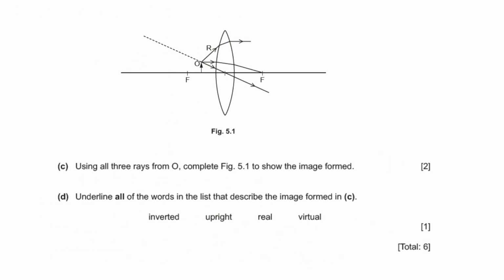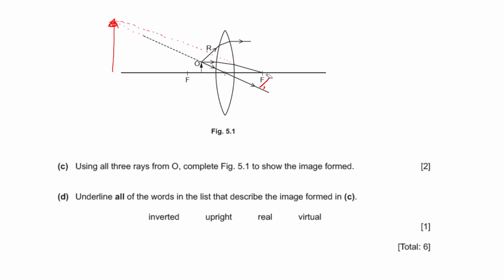Next part: using all the rays from O, complete the figure shown in figure 5.1 to show the image formed. Remember, it is the magnifying glass, so the image is formed on the side where we have our object. Just simply extrapolate these two. One of these lines is already extrapolated for you, and extrapolate this line on the back, and your image will be somewhere here. Remember, some people make the mistake of finding this and making it somewhere here. This is not the way. Do not make this mistake.